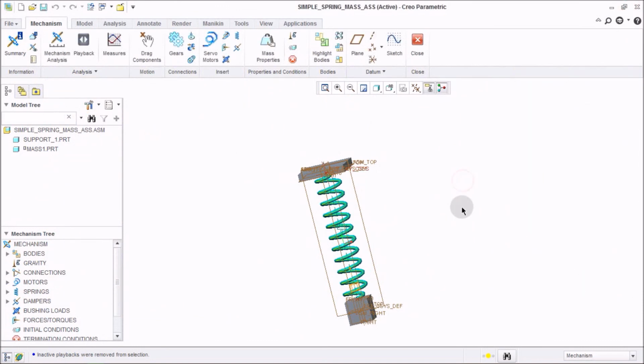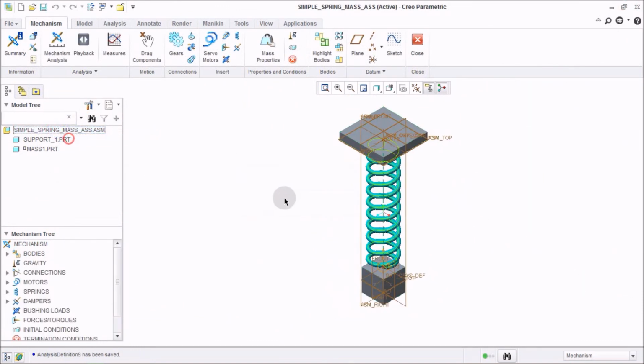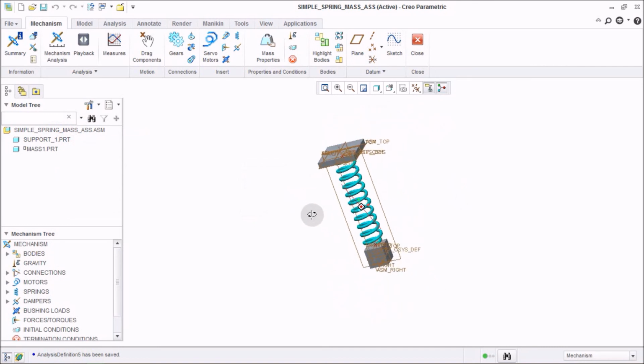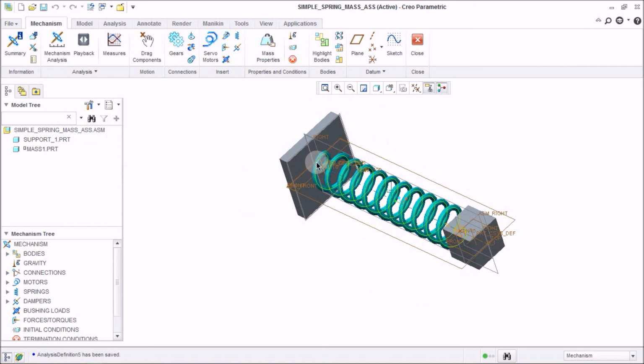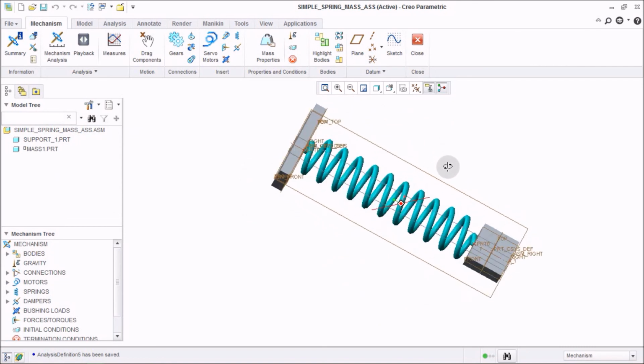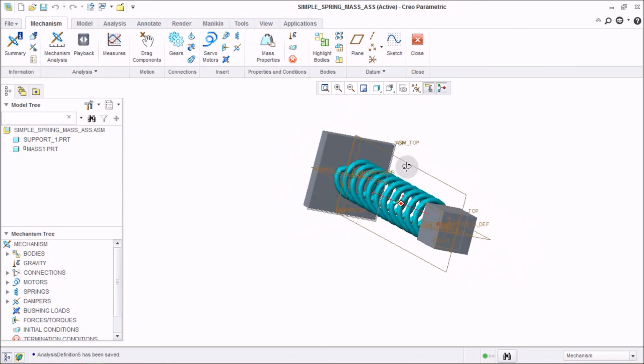So likewise, CREO Parametric has a good tool to understand this kind of system, and more complicated systems can also be understood and designed in this kind of software.